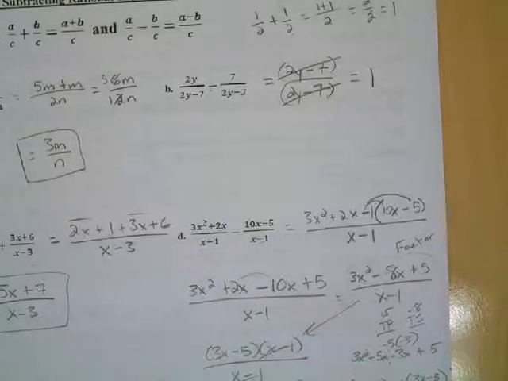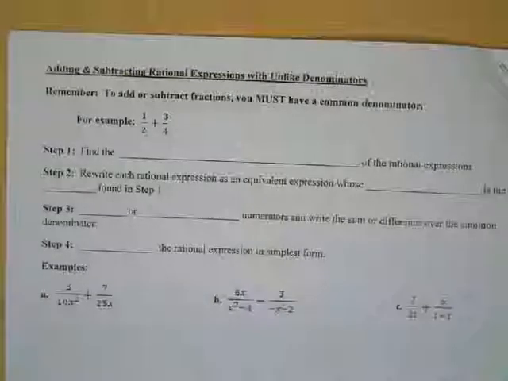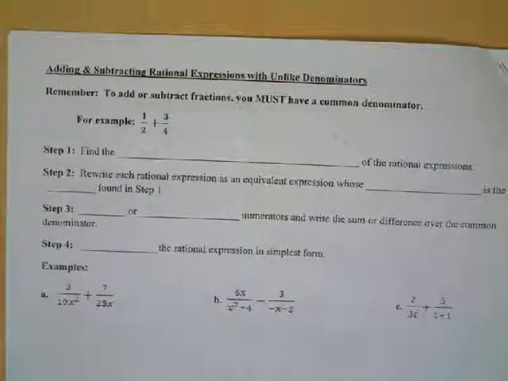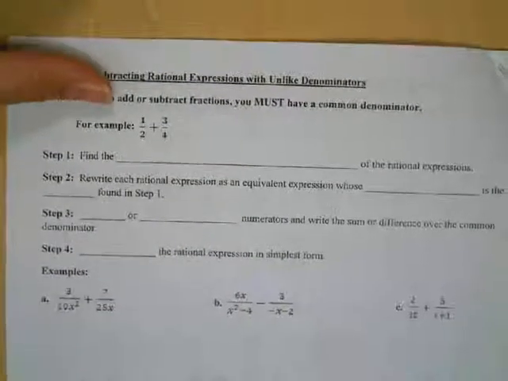Okay, so now we've already looked at adding and subtracting rational expressions with like denominators. Now we need to look at what it looks like with unlike denominators. Again, we go back to our basic fraction skills, okay?